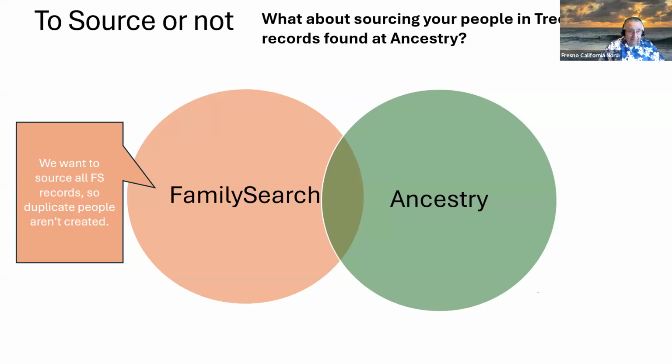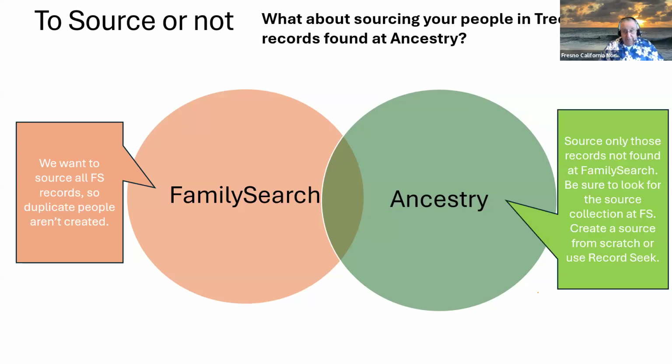Because if there's like 2 marriage records for the same person, you want to attach both of them to that person, because if you don't, the one that isn't could be used to create a duplicate person, and we don't want that over in tree.